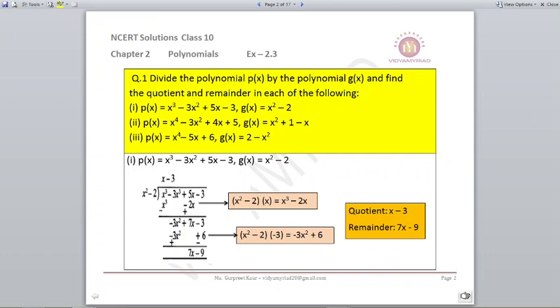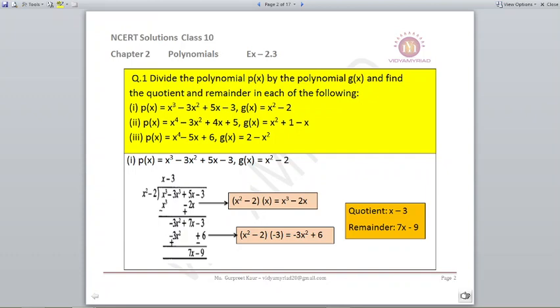Now x square multiplied by x is x cube, and minus 2 multiplied by x is minus 2x. Now you can write this under the terms whose power is the same. x cube will be written under x cube and minus 2x will be written under 5x. They should be like terms. After that you need to change your sign, which means plus will become minus and minus will become plus. With that x cube gets cancelled and you are left with minus 3x square plus 7x minus 3.